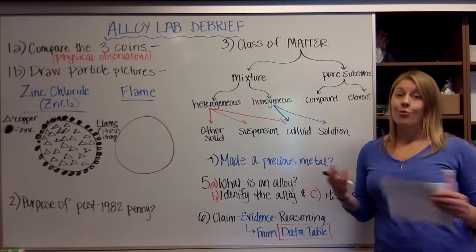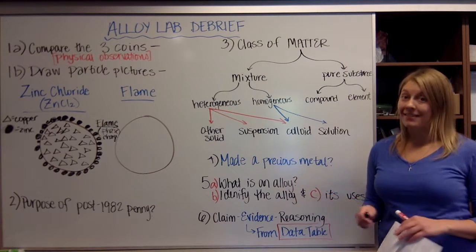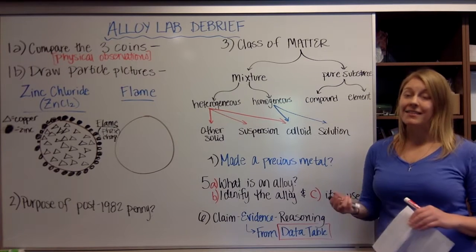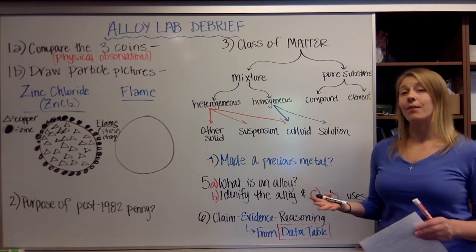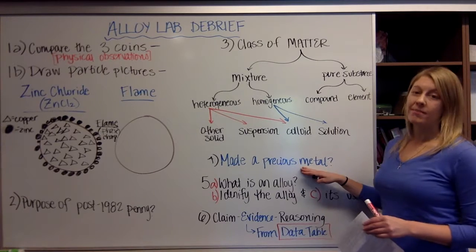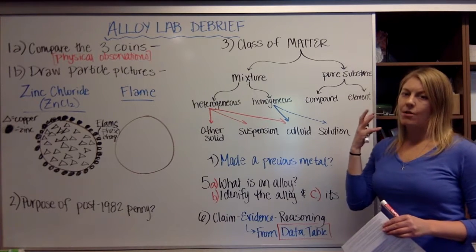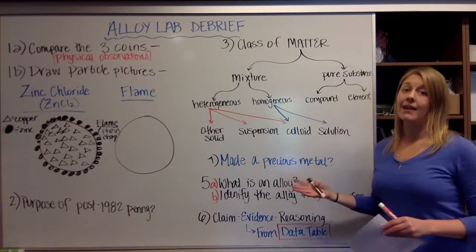We've talked about one of these properties. Our last lab, in fact, was density. So how might that be something that can help us figure out if a precious metal was actually made? Okay, think about what you know about density, and you actually have to explain that in this question.